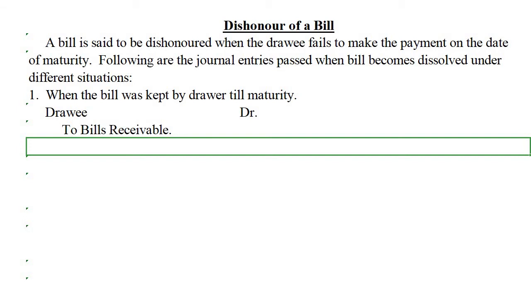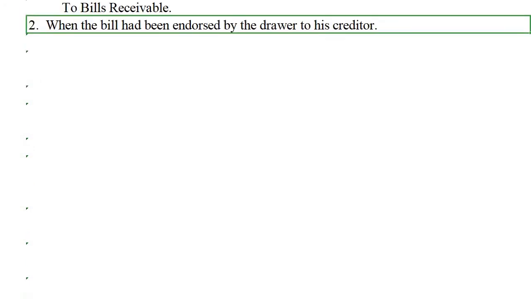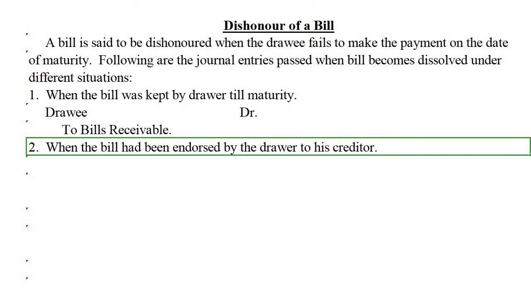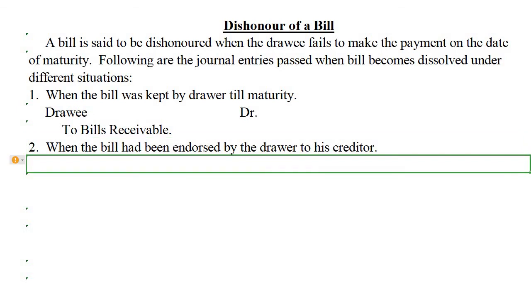Then second case, when the bill has been endorsed by the drawer to his creditor. Bill has been endorsed by the drawer to his creditor. So what will be the journal entry at that time? Now the bill is with whom? To the creditor. So the drawee has to pay the money to whom?